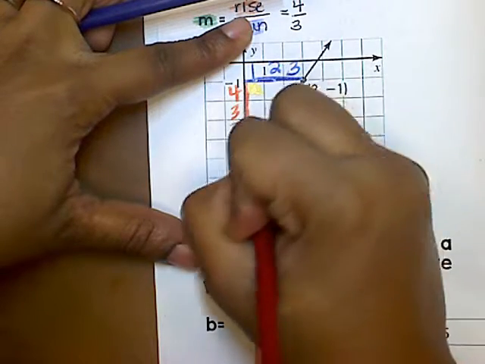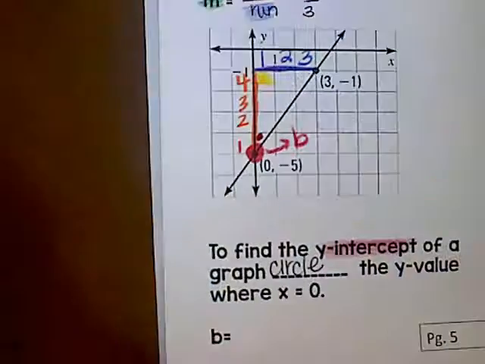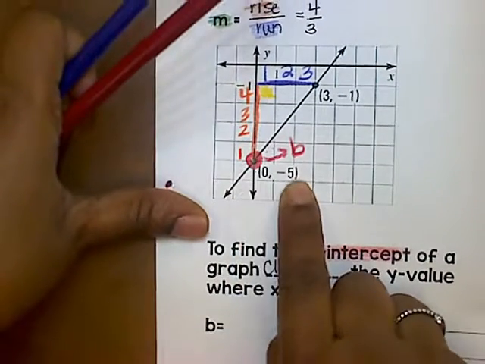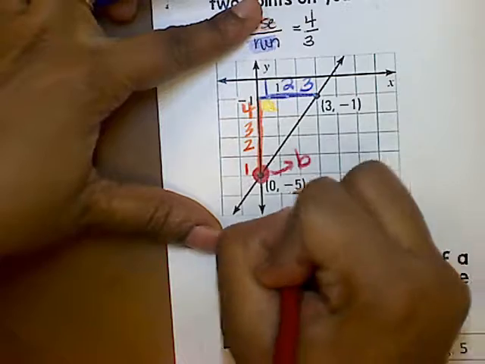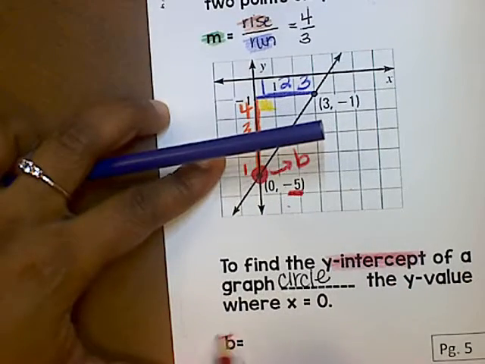So this is our b, okay? And we don't want 0, we want the number attached to 0, we want the y value. So the y value here is -5. So that would be our b.